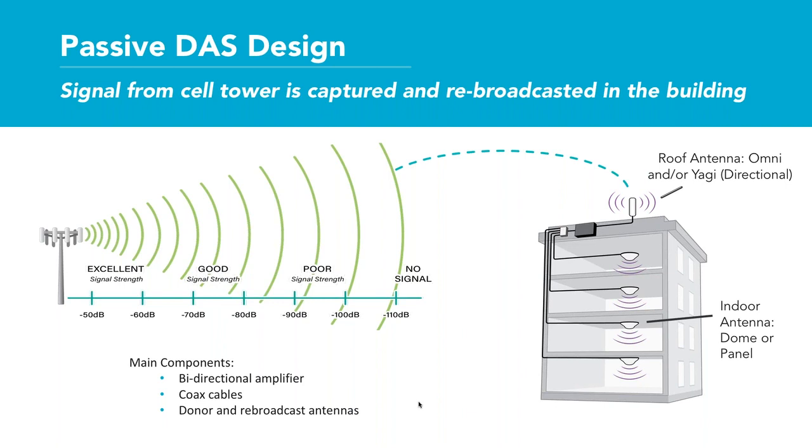The reason that we have this graphic here to the left showing the signal strength readings is that a passive system is based on several variables, but one of the most important is the strength of signal coming inside. We're very reliant on that strength of signal. Typically, the stronger the signal outside, the better a passive system is going to perform inside the building. If you have weak to no signal outside, passive DAS wouldn't necessarily be a great option for that particular building.